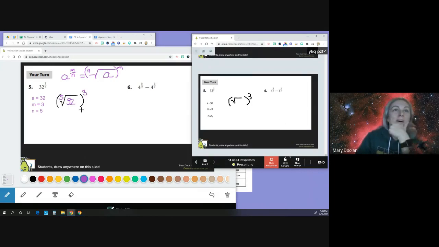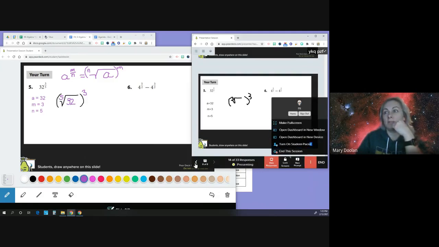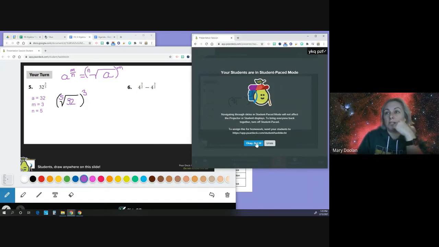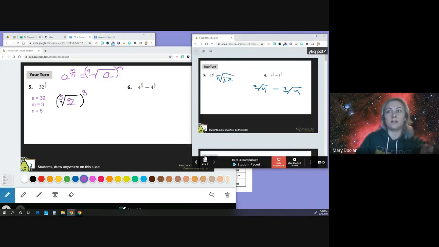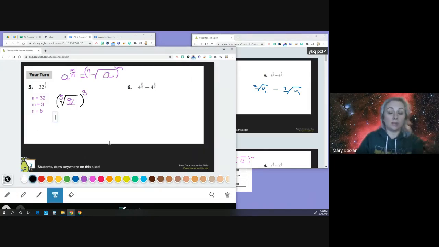That might help you. Once you get to this point, like we did on the last slide, so I'm going to put this back on student pace because I don't want to change everything. But on the last slide, after we wrote it as this, then we rewrote the radicand as a power. We're going to do the same thing here. The radicand is now 32. So now I'm thinking, how do I rewrite 32?